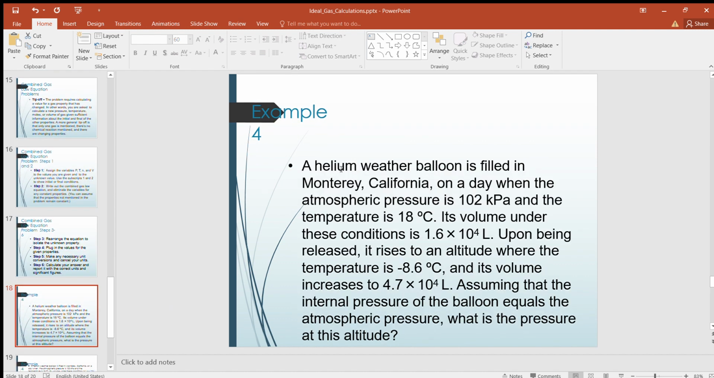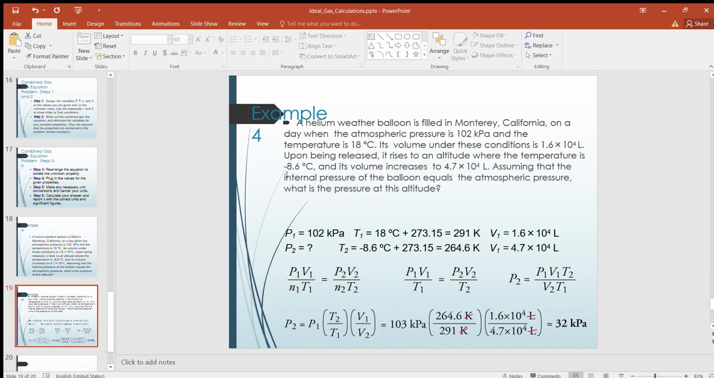Now, for example, we have a problem here. A helium weather balloon is filled in Monterey, California on a day when the atmospheric pressure is 102 kilopascals and the temperature is 18 degrees C. Its volume under this condition is given as the first condition. Upon being released, the temperature dropped and the volume has increased, assuming that the internal pressure of the balloon equals the atmospheric pressure. So what is the pressure at this altitude? For this kind of problem, P1 we know and P2 is unknown. T1 we know, and it always has to be reported in kelvins, and T2 is given as a negative Celsius value, and V1 and V2 are already given.